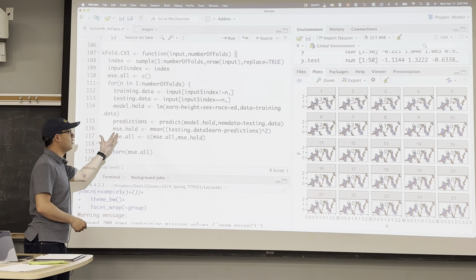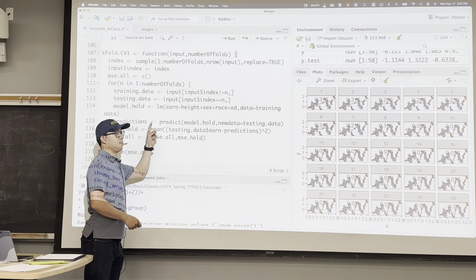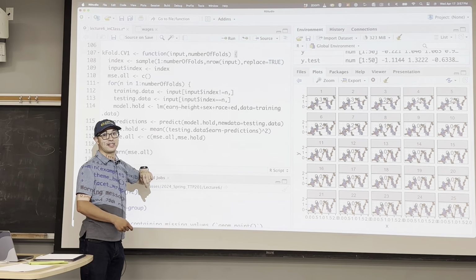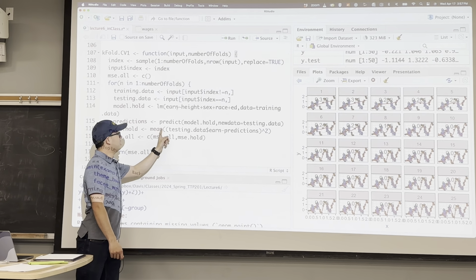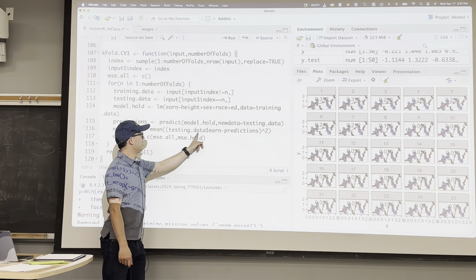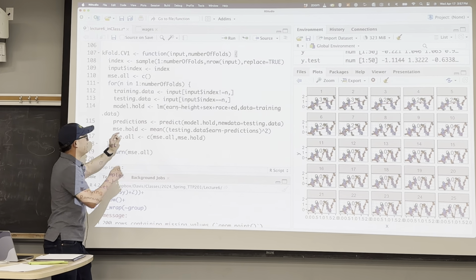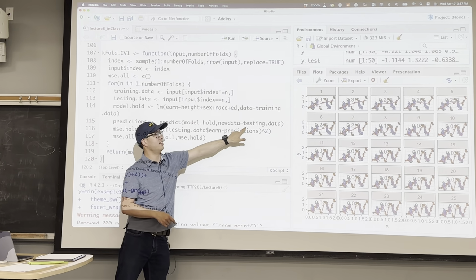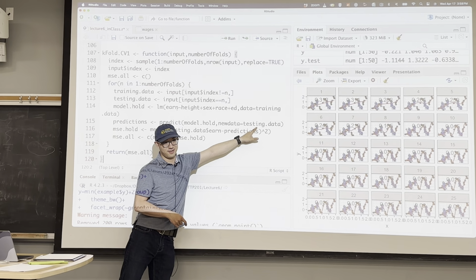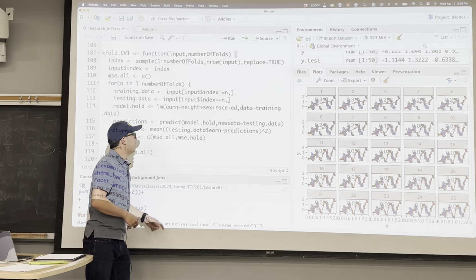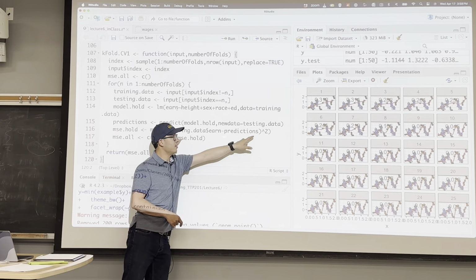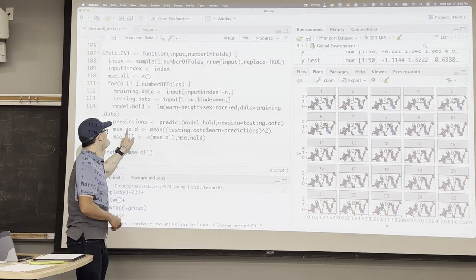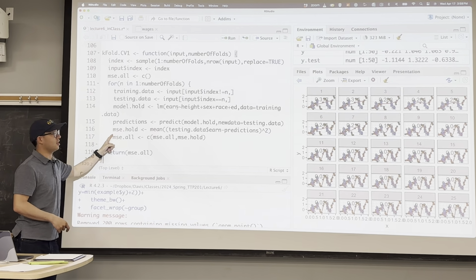Now I can generate my mean squared error. The mean squared error is my predicted y values minus the actual y values, squared. So I generate my predictions on the testing set, and then I do y minus y hat squared. This is my out-of-sample mean squared error, and I stick it into this object.